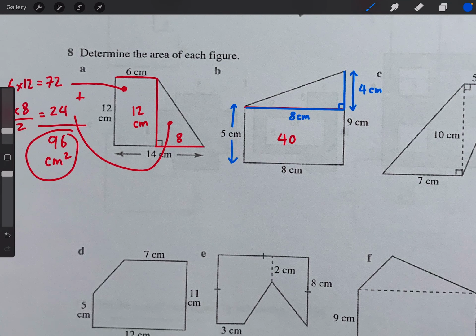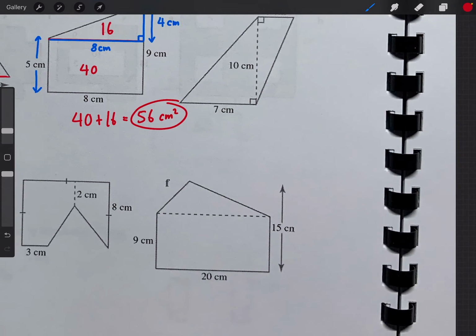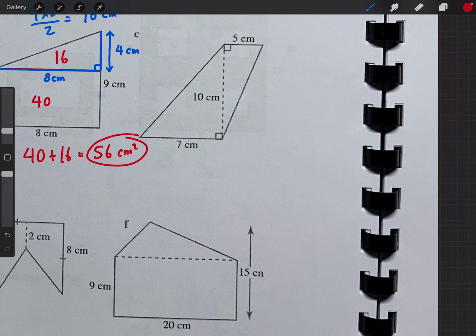So the area of the triangle is 4 times 8 divided by 2, and that gives me 16 centimeter squared. So the top area is 16. So now you want to find the total, just add them up. You get 40 plus 16, which equals 56 centimeter squared. There's your answer. Okay. Next one is we got two triangles.